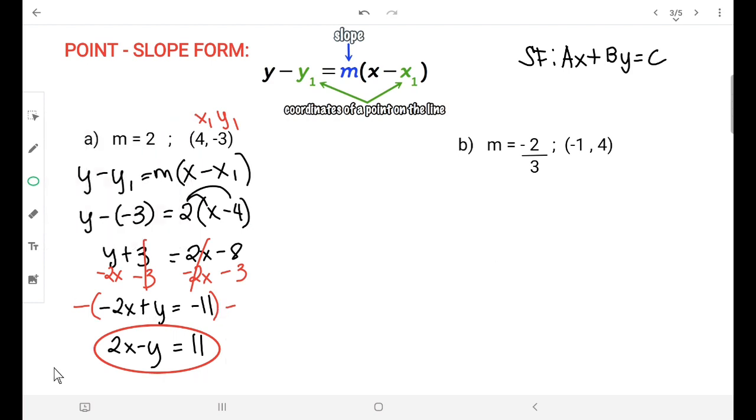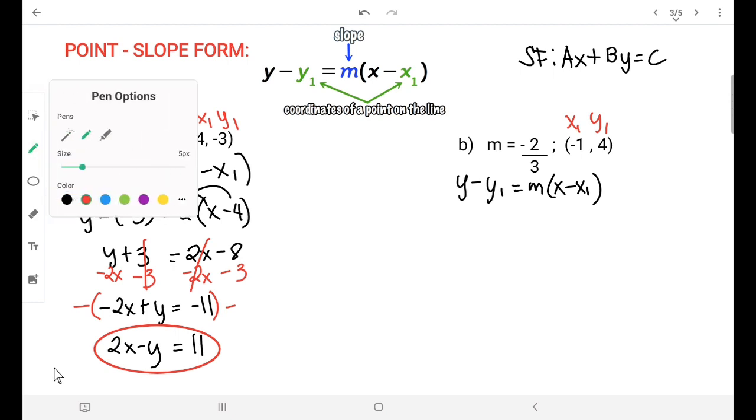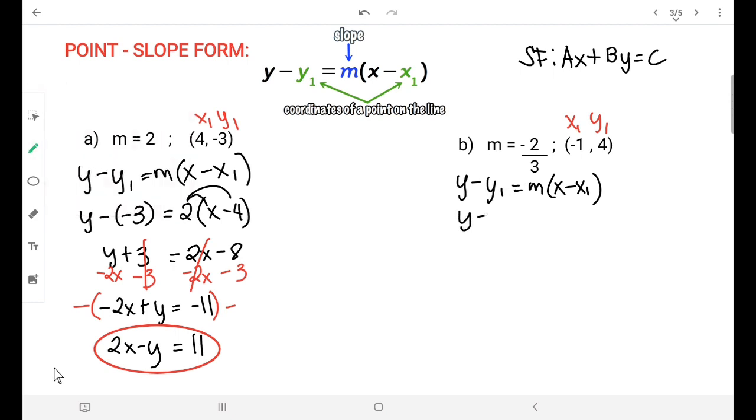Next, again, we have a case wherein we have a slope that is in fraction form. So rewrite the point slope form. So write also x sub 1, y sub 1 at the top of your coordinates, so you won't get confused on the substitution. So next, substitute. So y minus positive 4 equals m, which is negative 2/3, x minus negative 1. So negative times negative 1 is positive 1. So we can simply put x plus 1 here.